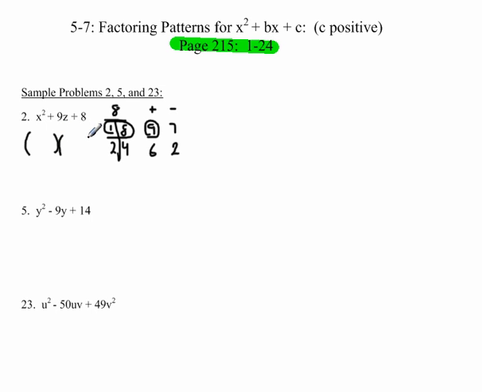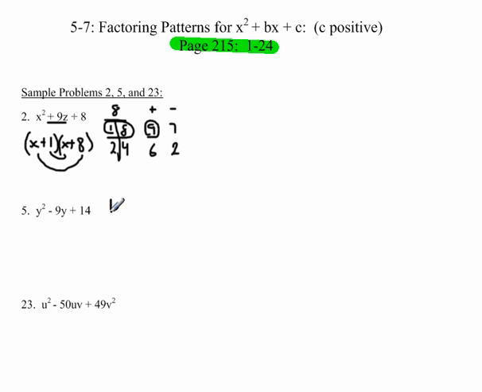So let's put our parentheses in. The first term will be x times x to give us the x squared. You'll have a 1 and an 8. And on here, since both are positive, both must be positive in here. And your terms will be 1x plus 8x to give us 9x.